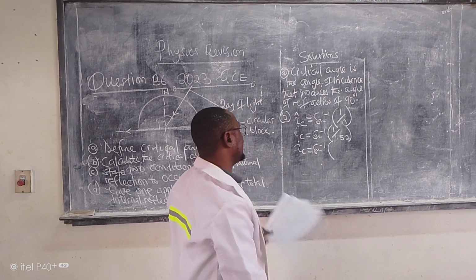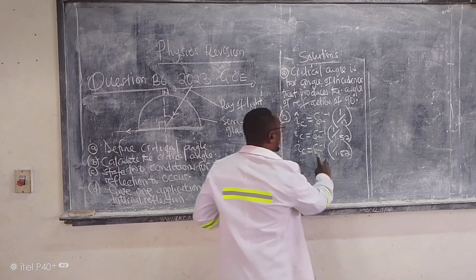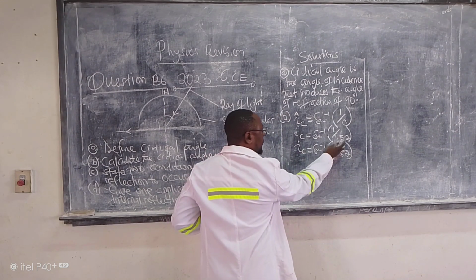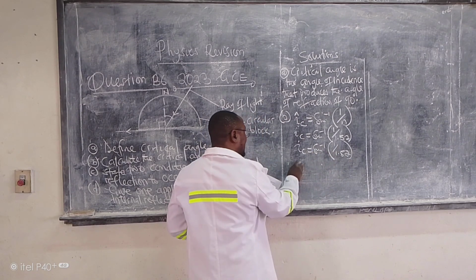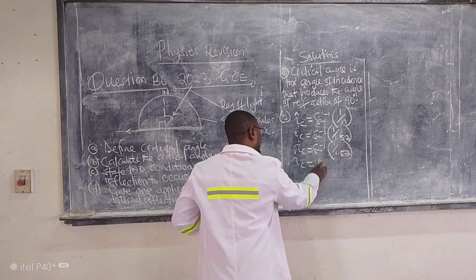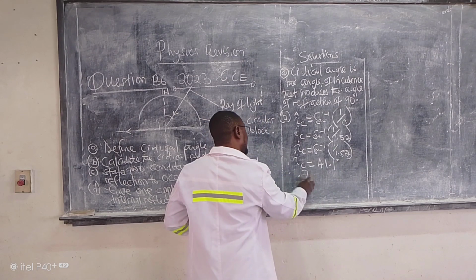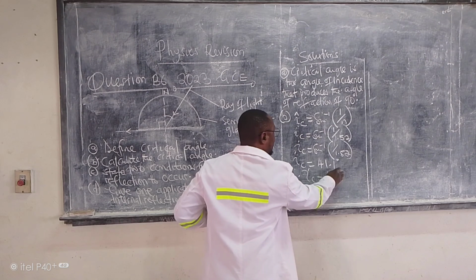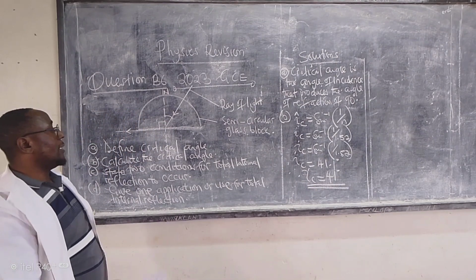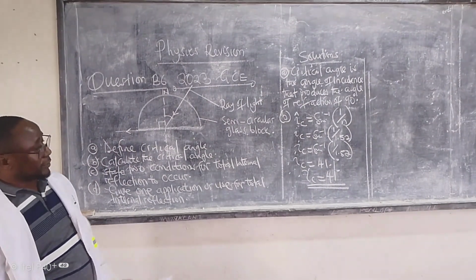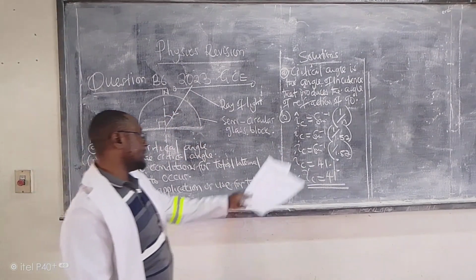On the calculator, you punch 1 divided by 1.52, then sine inverse of that answer, and you find the critical angle will be 41.1 degrees, and you can put it as 41 degrees. So that is our critical angle. That is the formula we use whenever you are given a question about the critical angle.